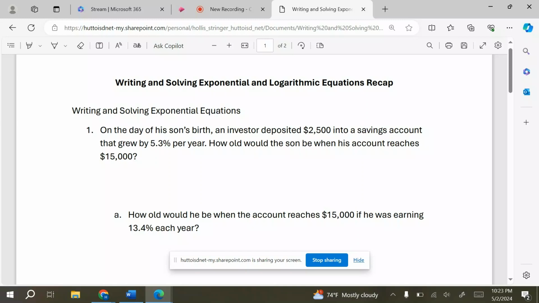Today we're going to do kind of a writing and solving exponential and logarithm equations recap. Some of this is going to be familiar to you. For some of you, it's still going to be a little unknown, but I'm going to try and work through a whole example to hopefully give you a little more guidance and answer some of your questions.